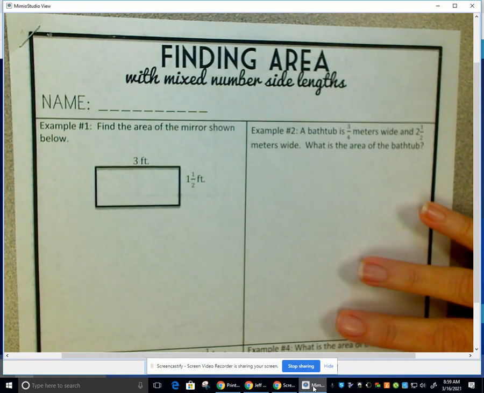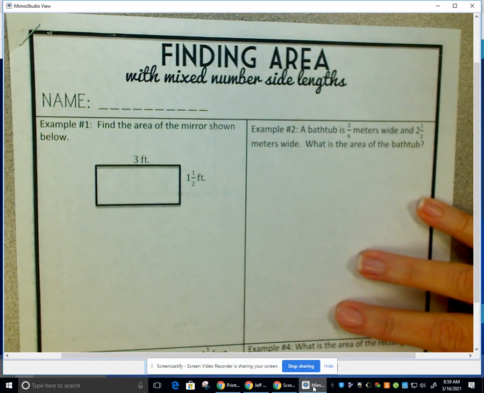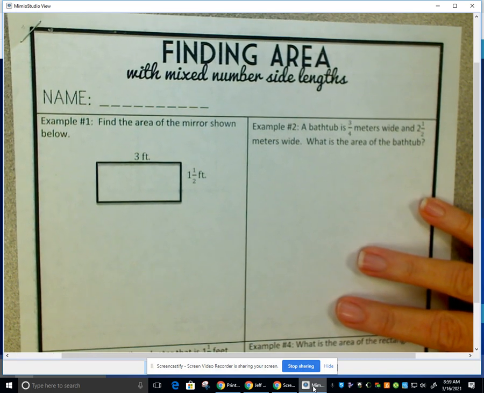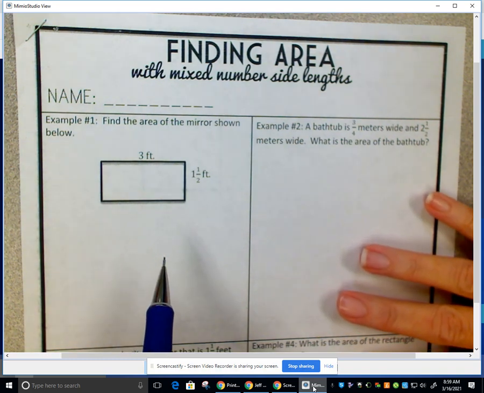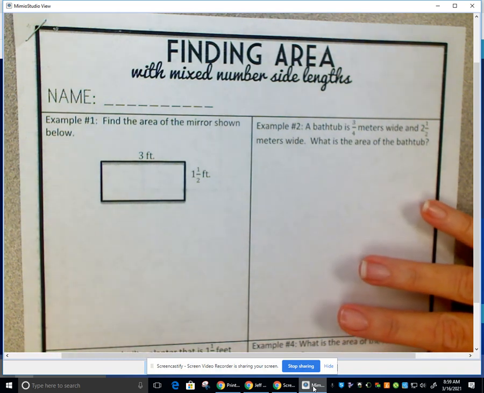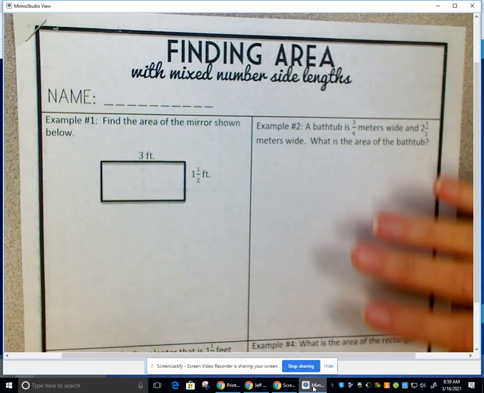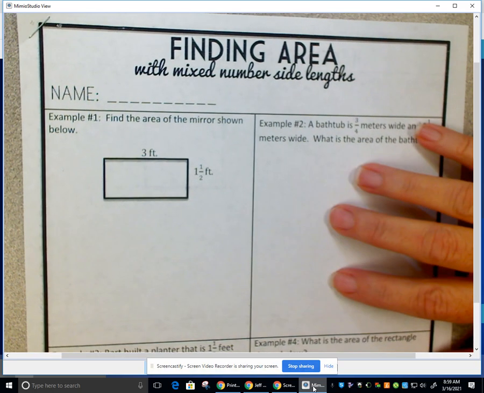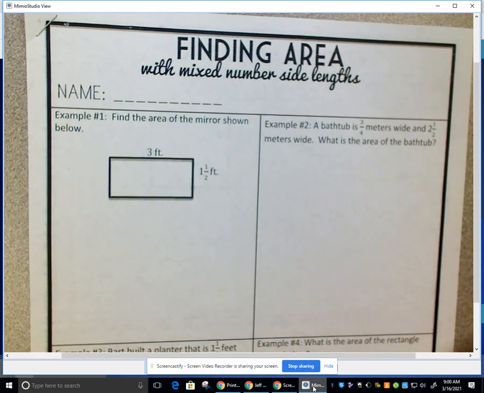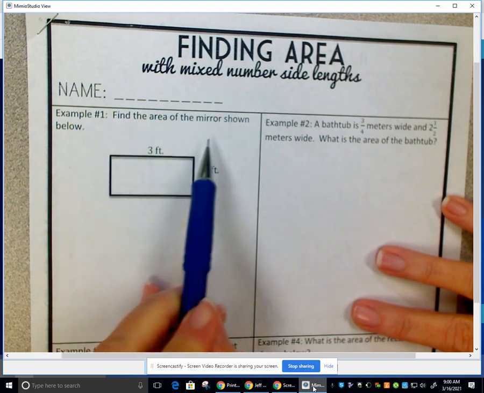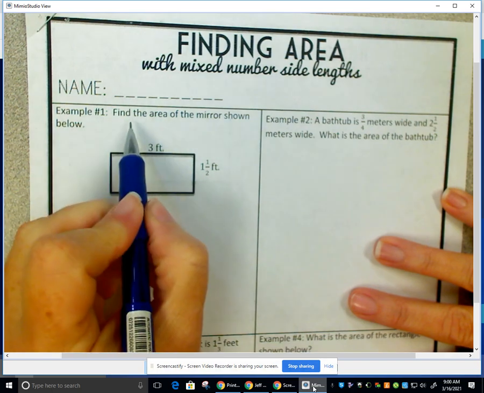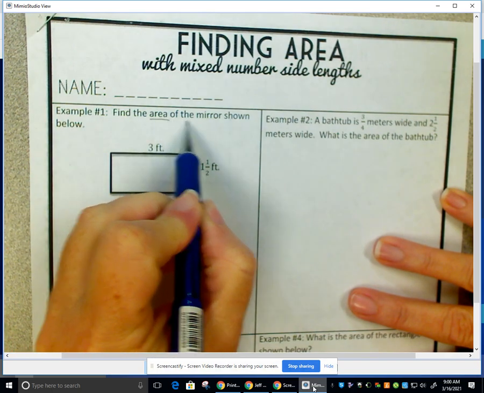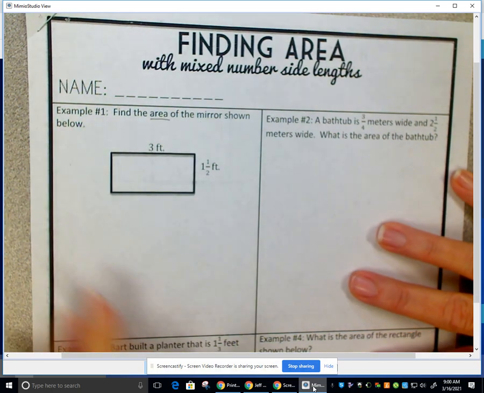We're working today on something called tiling. And basically, the gist of it is that we're going to multiply mixed numbers. So hopefully, you've got this sheet in front of you. If you don't, you could use some notebook paper because I've got the problem here, and you can use notebook paper to work it. So just find the area of the mirror shown below.